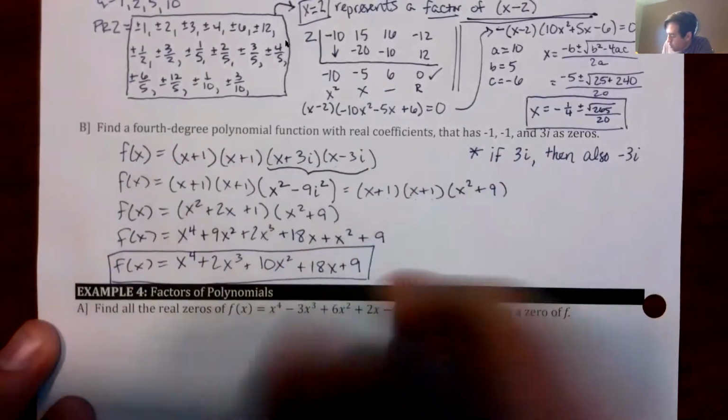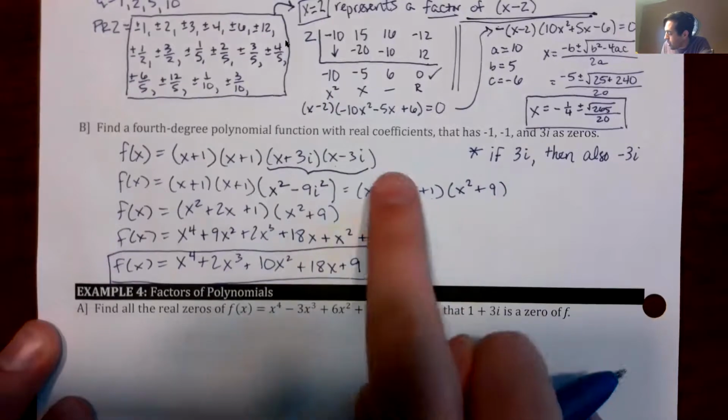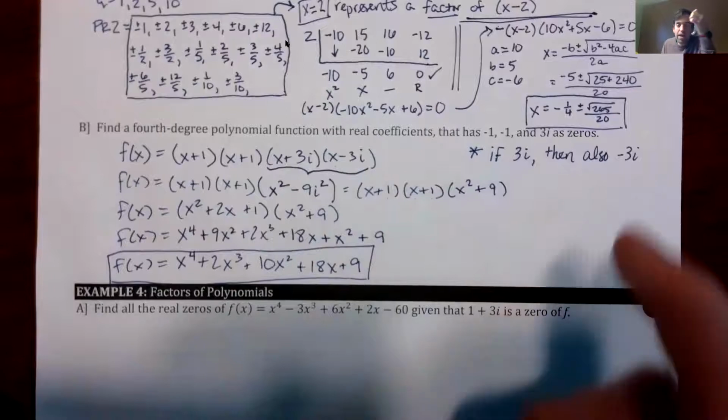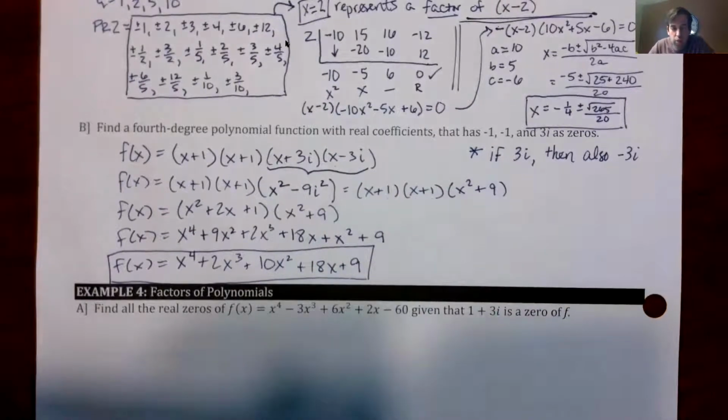If we graphed this polynomial, you would see that it had a 0 or x-intercept at -1. You would not see the 3i and the -3i because those are imaginary. They won't show up on the graph, but they do exist.